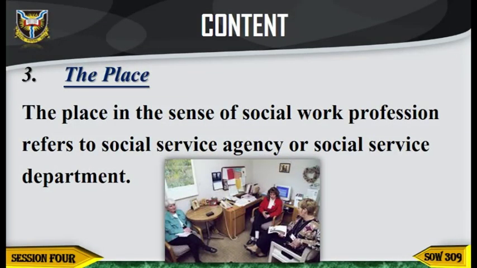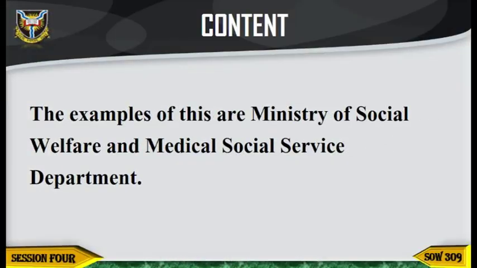3. The place. The place in the sense of the social work profession refers to a social service agency or social service department. Examples of these are the Ministry of Social Welfare and the Medical Social Service Department. The place is a specialized social service agency of some kind of human welfare. The place may be for health, which means that the agency in this regard has its focus on health matters. There are others for family, juvenile, and rehabilitative matters.